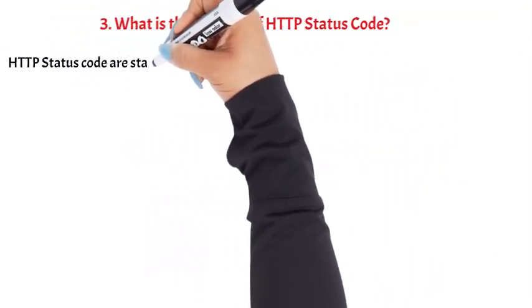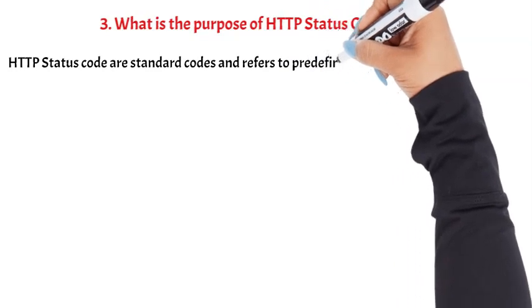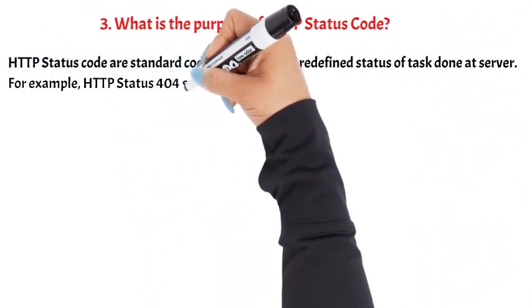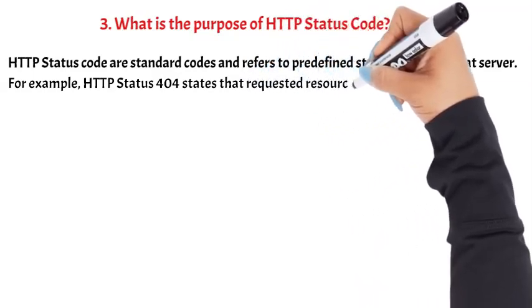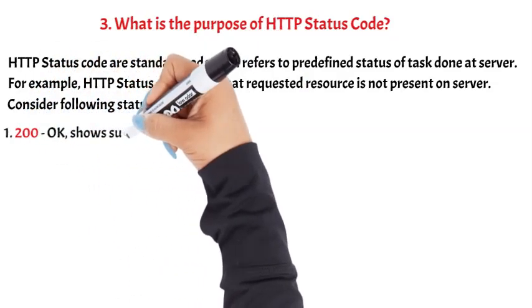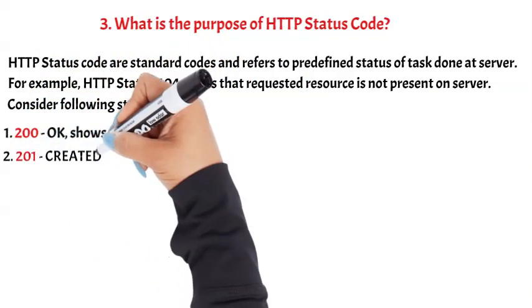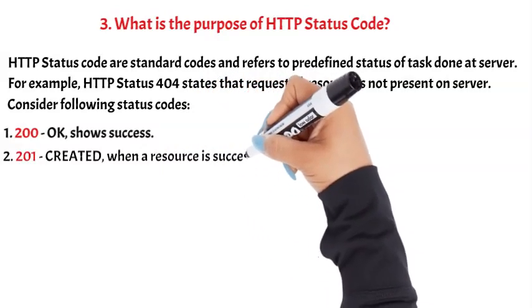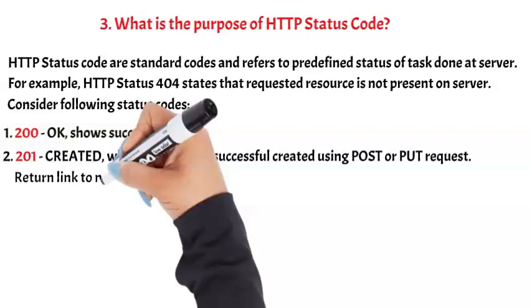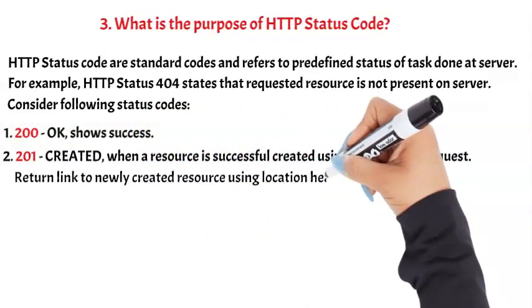3. What is the purpose of HTTP status code? HTTP status codes are standard codes and refer to predefined status of task done at server. For example, HTTP status 404 states that requested resource is not present on server. Consider the following status codes. 1. 200, OK, shows success. 2. 201, Created, when a resource is successfully created using POST or PUT request. Return link to newly created resource using location header.